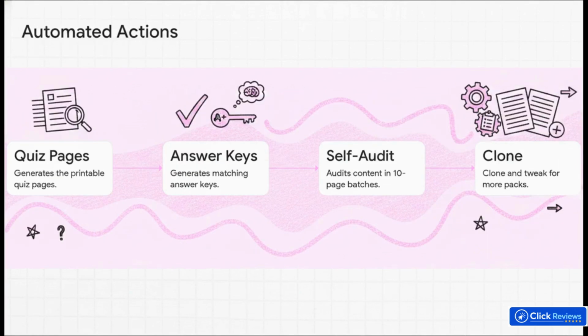Okay, so then the automated actions take over. It generates the quiz pages, and absolutely crucially, it writes the matching answer keys for every single page. But here's the really brilliant part. Step 3, the self-audit. The GPT builds the pack in 10-page chunks and automatically audits its own content to catch and fix errors. That saves you from publishing embarrassing typos in your final products, right?